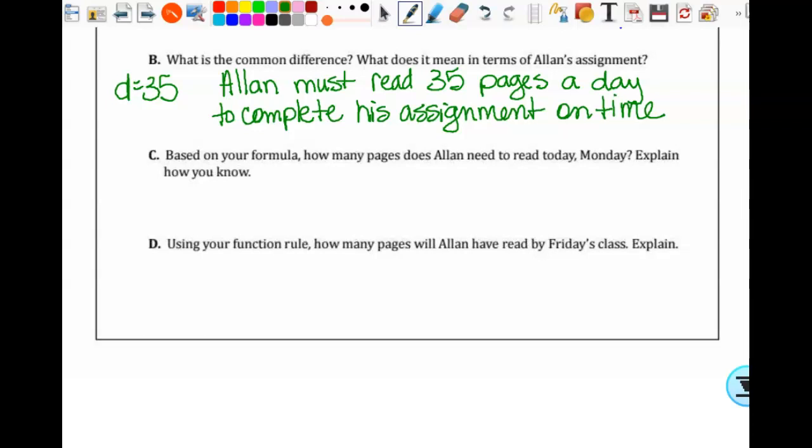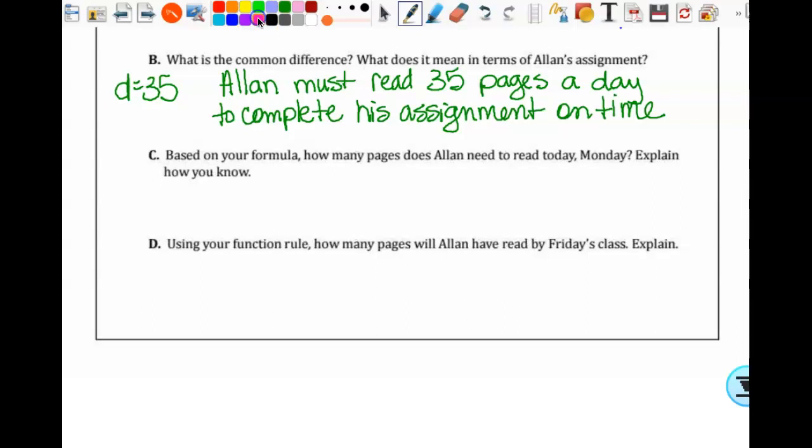Now, does he have to read exactly 35 pages a day? Is it okay if he read 40 pages on one day and 30 pages on another day? Yes. So we're writing it this way because we're talking about a constant rate of change, because we're talking about linear functions and arithmetic sequences. But this could also just mean basically that he has to read an average of 35 pages a day, right? So that you can get done. But this is the way it needs to be worded.